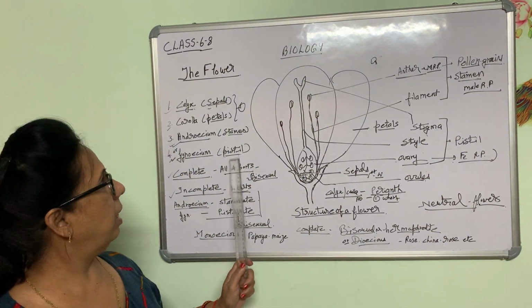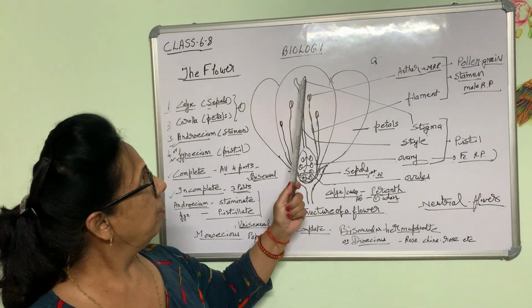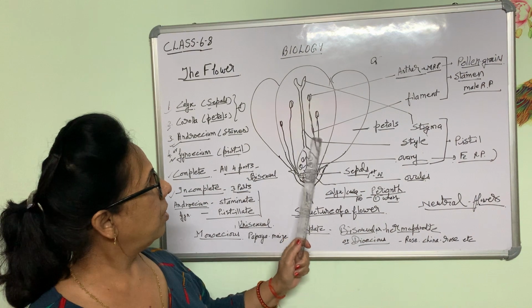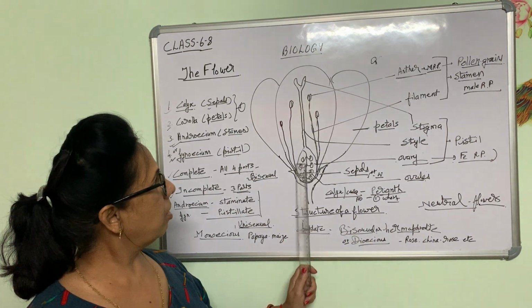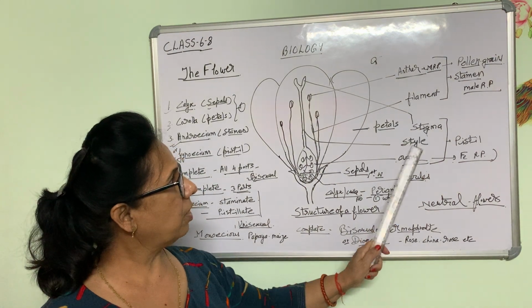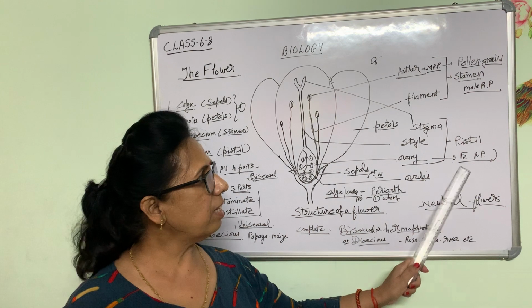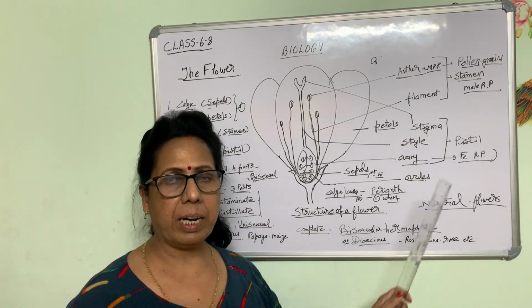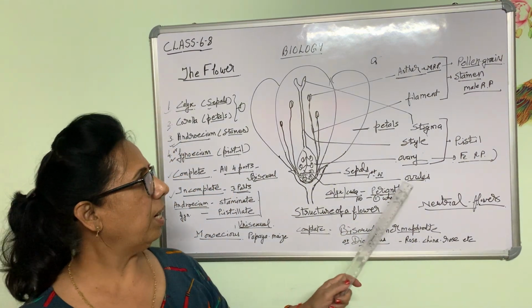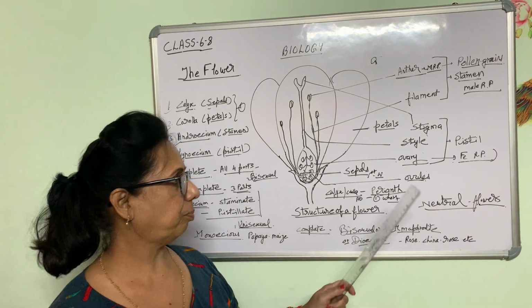Now the fourth whorl, that is gynoecium. It is the structure present in the center of the flower. This is stigma, this is style, and this rounded part is the ovary. Stigma, style, ovary together are known as pistil. This is the female reproductive part. This part is known as the female reproductive part of a flower.